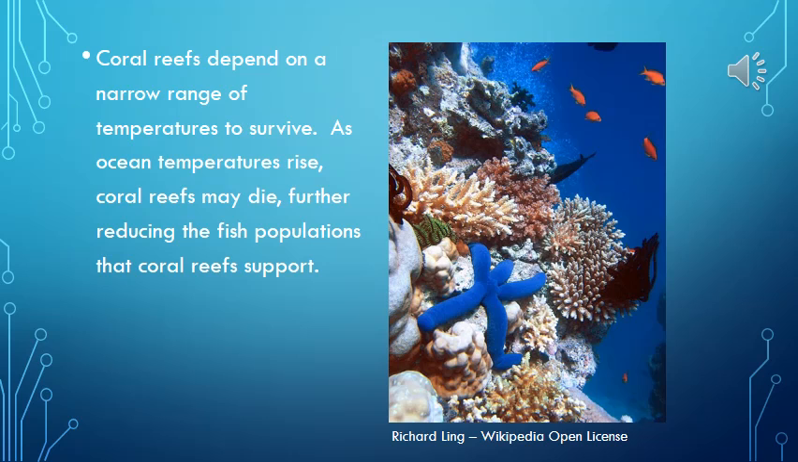Coral reefs depend on a narrow range of temperatures to survive. As ocean temperatures rise, coral reefs may die, further reducing the fish populations that coral reefs support.